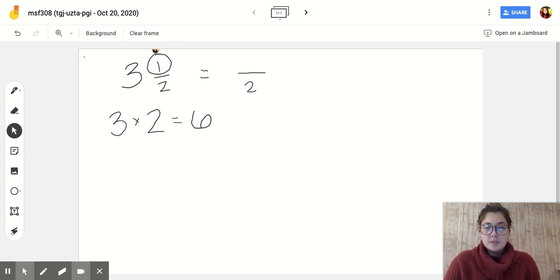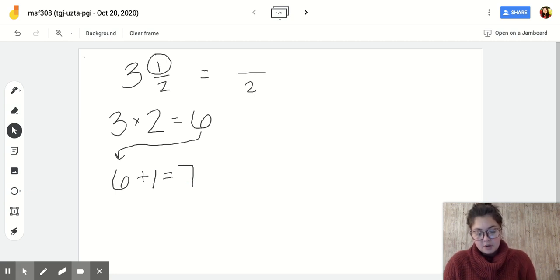So if you remember from yesterday, we're going to take our answer from here. We're going to take 6. We're going to do 6 plus 1, which equals 7. And 7 is our new numerator. So 3 and 1/2 is equivalent to 7/2.